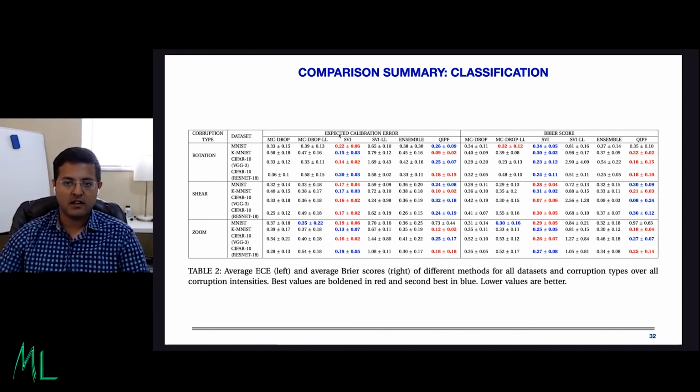And similarly, for the expected calibration error and Brier score, these are calibration metrics for comparing uncertainty estimates, and the lower the values, the better. You can see that QIPF is always in the top two. SVI, that is stochastic variational inference, does very well when it comes to calibration, but QIPF is also able to match that. And so that basically summarizes the results on covariate shifted test data, how different uncertainty estimates behave in that scenario.